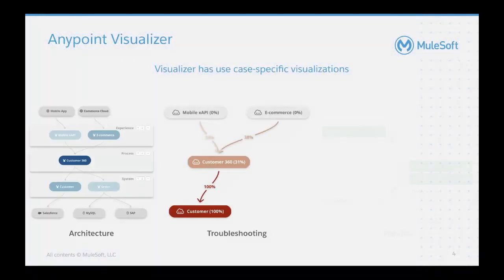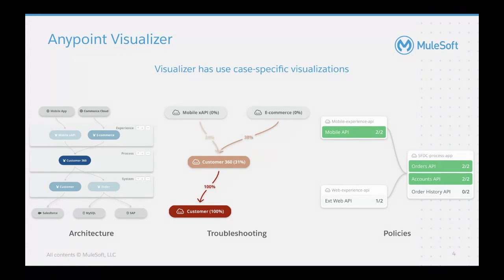So Visualizer has 3 different views, so it can be used for 3 different purposes. One is architecture, one is troubleshooting, and the other is policy compliance. Your architecture team can use Visualizer for a certain purpose. Your operations team can use Visualizer as a starting point for troubleshooting issues in production.